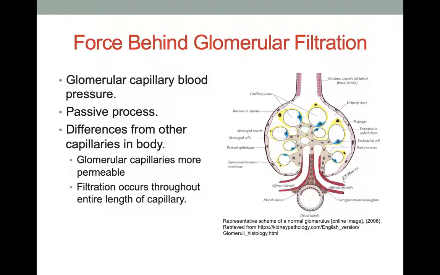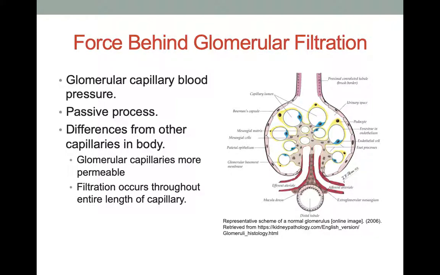The second difference is that the forces across the glomerular membrane are so balanced, the way they work out throughout the entire length of the tube, that the entire length is able to perform filtration, whereas in other vessels, the beginning part of the vessel is where filtration occurs, and by the end of the vessel is where you see reabsorption. So again, lots of good stuff there.